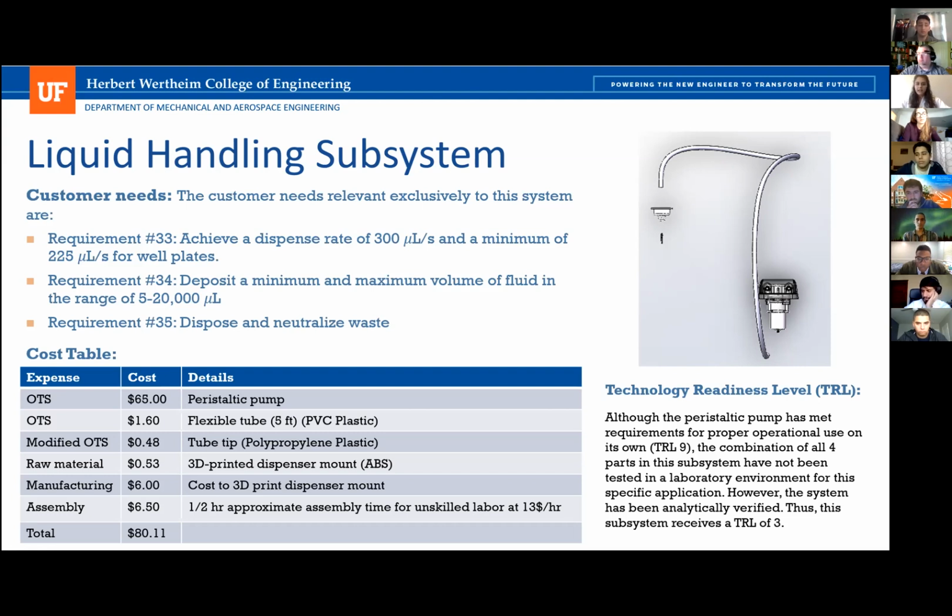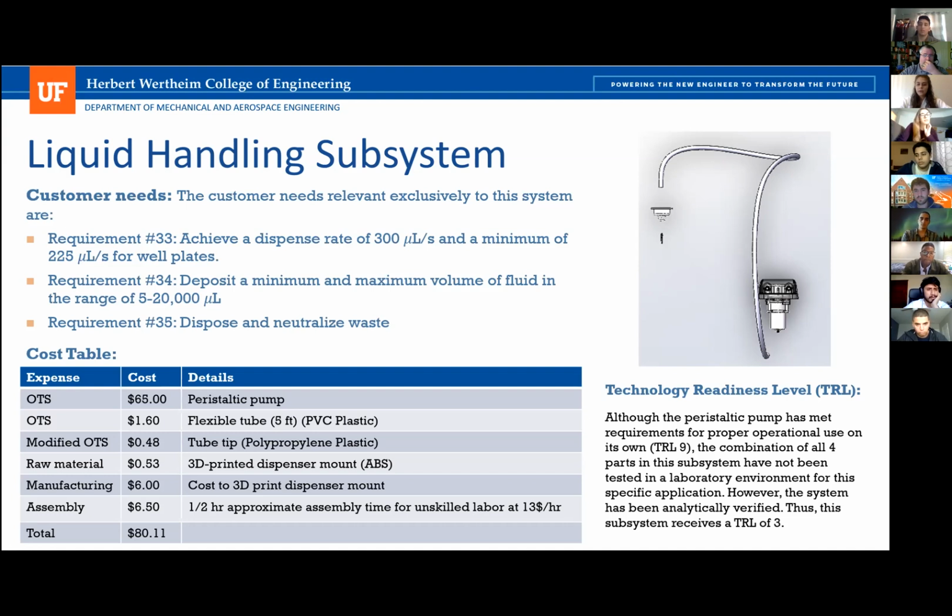And so here's a breakdown of the cost. It's only a total of around $80. It's a relatively inexpensive subsystem. And because it is a stepper motor with a relatively small degree per pulse, it is also accurate, and peristaltic pumps are often used in laboratory environments.